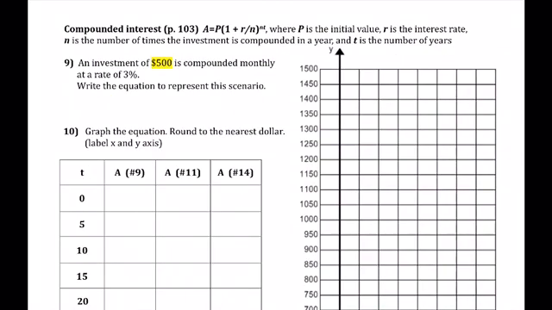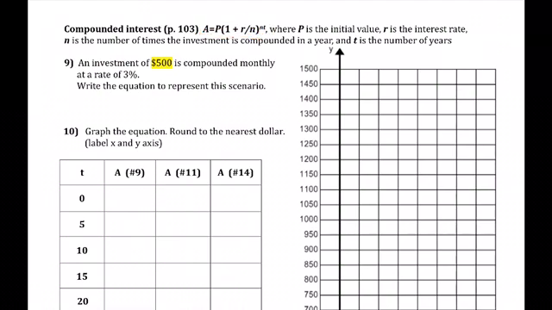Okay, the next one, we're going to go back to compounded interest. And so if you remember, we did this back a while ago, and this is the compound interest formula. And so just to review, P is the initial value, R is your interest rate, N is how many times the interest is compounded in a year, and T is how many years. So remember that you put the N, the number of times it's compounded, in 2 different places. So remember that as we go forward.